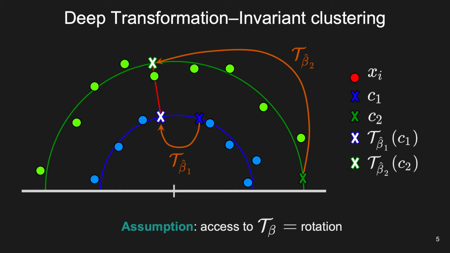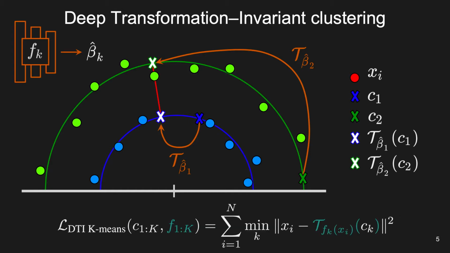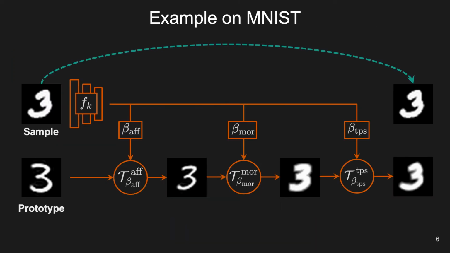quantization error. We propose to predict alignment using deep learning and to jointly learn prototypes and deep alignment by minimizing a single quantization loss. We model complex image transformations as a sequence of transformations. For example, on MNIST, we first learn to predict affine transformation, then refine the alignment using morphological and spline-based transformations.